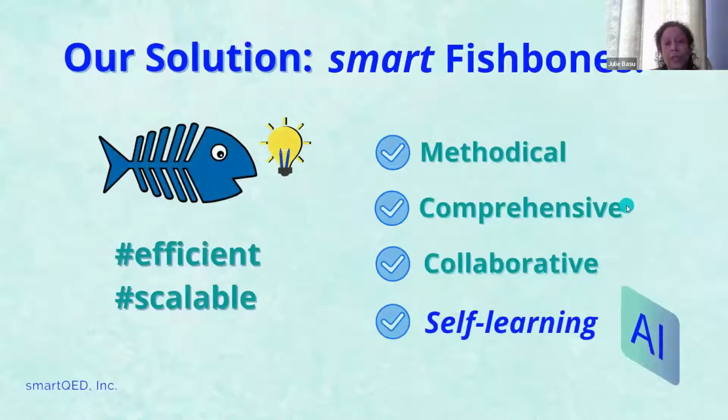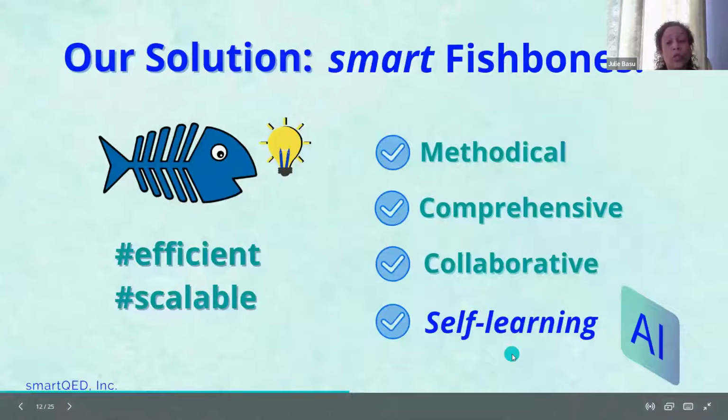So our solution is we wanted to address these two issues. Can we improve the efficiency and can we improve the scalability challenges in doing an RCA? Right? So for RCA, it has to be methodical, comprehensive, collaborative. We already said that. But it also ideally should be self-learning.